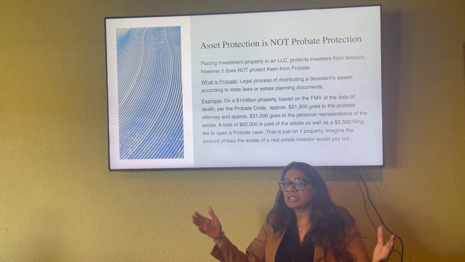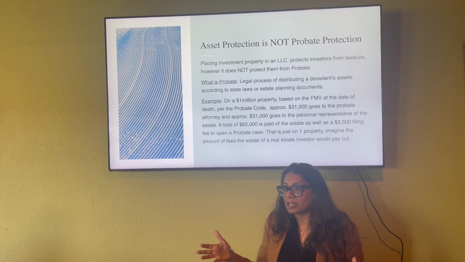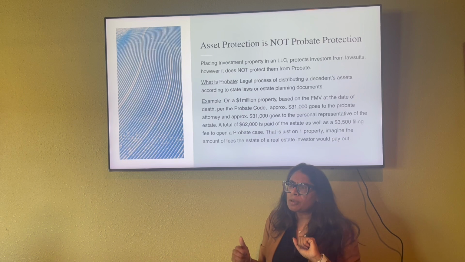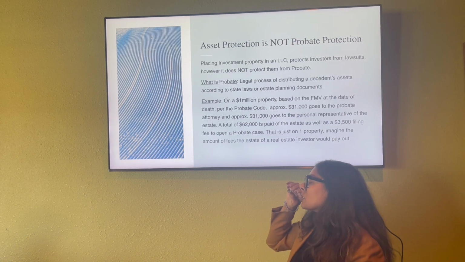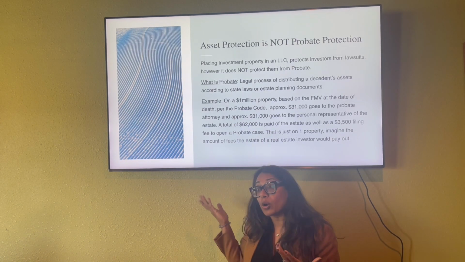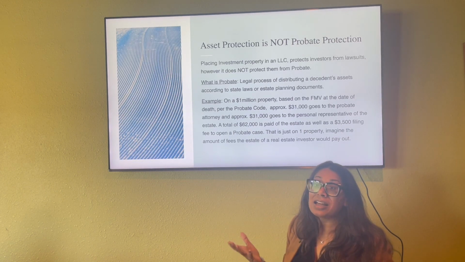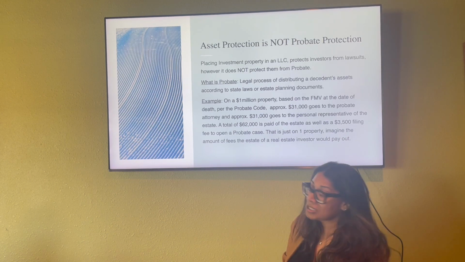So Mr. and Mrs. Smith live a long, healthy life, and they've done everything and put their properties into LLCs. They've minimized their tax liability by putting them into an LLC. They're doing asset preservation, but as part of that, they need to make sure that they have a trust in place so that they avoid probate. Otherwise, their children are going to have to go through probate, because the LLC alone does not protect you from the probate process.